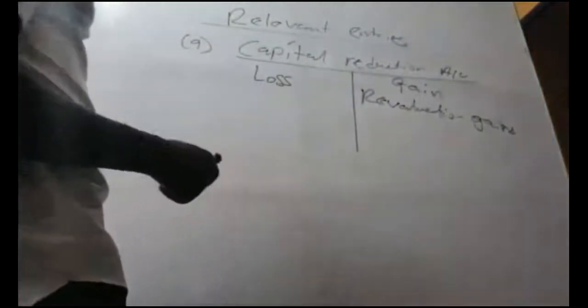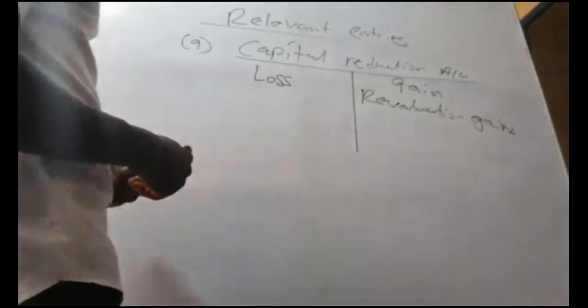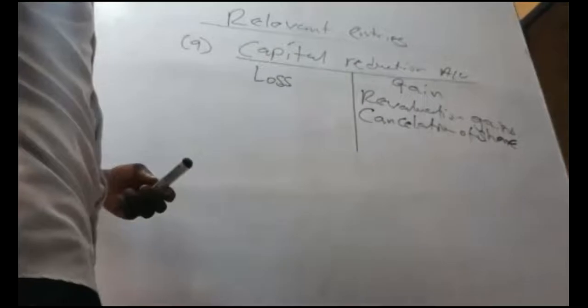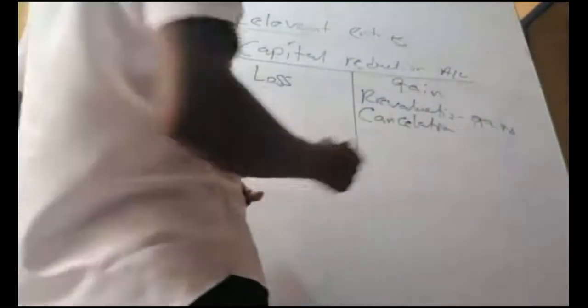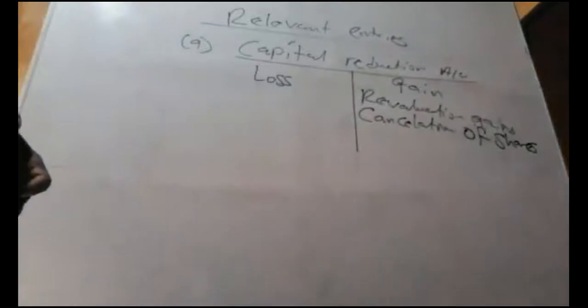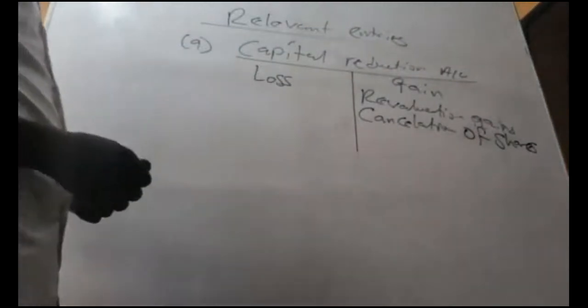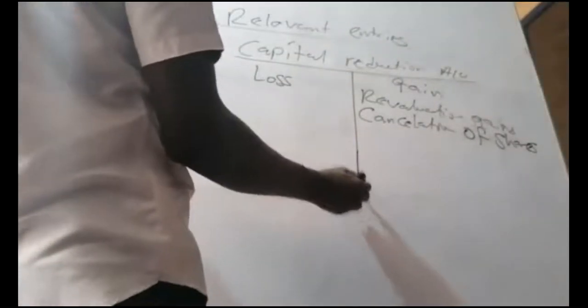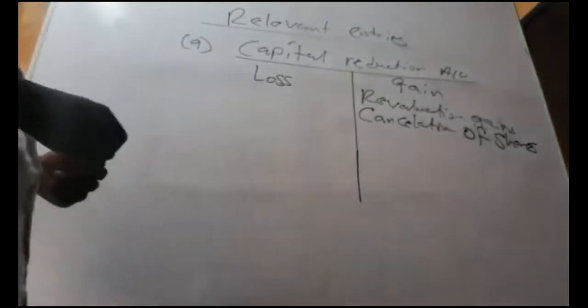It will also include cancellation of shares. Because if you cancel any of the shareholders' shares, it's a gain to the company. So cancellation of shares also forms part of the gains. Now, let's come to the loss.